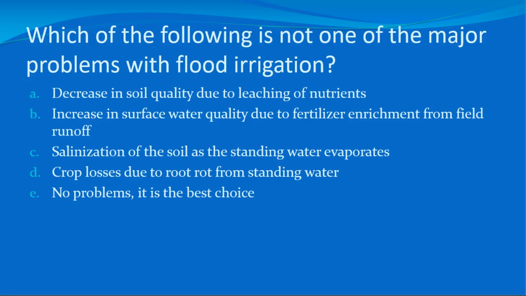But which of the following is not one of the major problems with flood irrigation? Decrease in soil quality due to leaching of nutrients, increase in surface water quality due to fertilizer enrichment from field runoff, salinization of the soil as standing water evaporates, crop losses due to root rot from standing water, or no problems, it's the best choice.